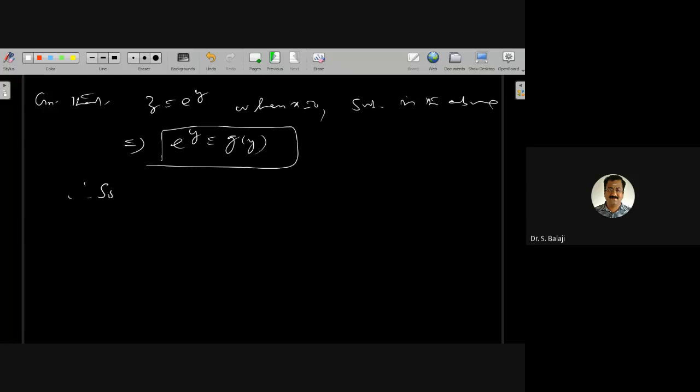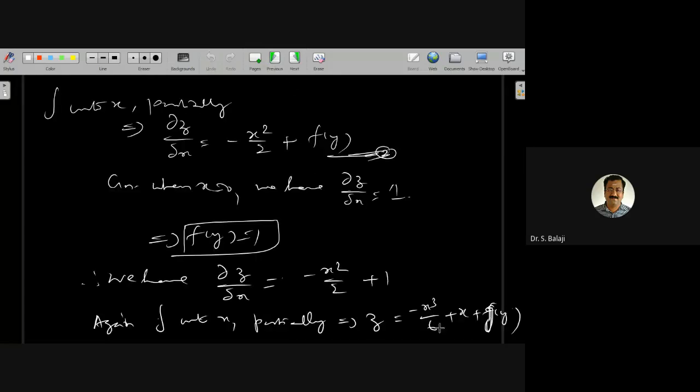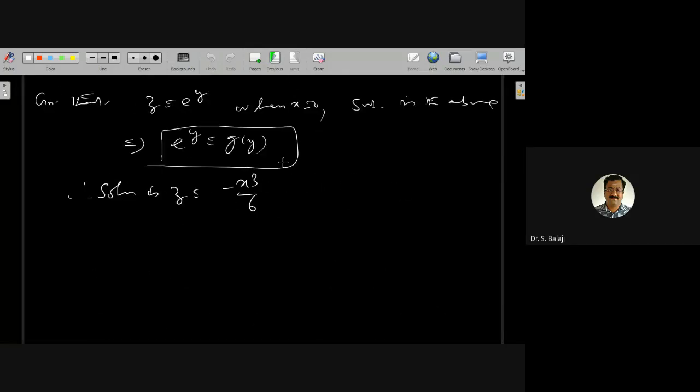Therefore, the solution is z equal to minus x cube by 6 plus x plus g of y, where g of y is e power y. This will be the solution you can get.